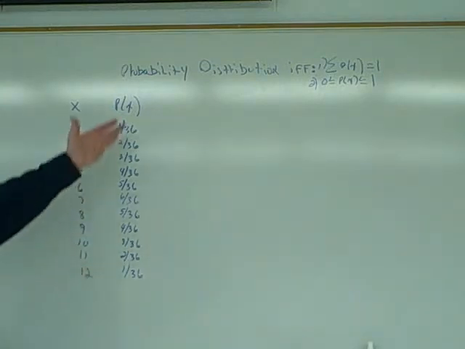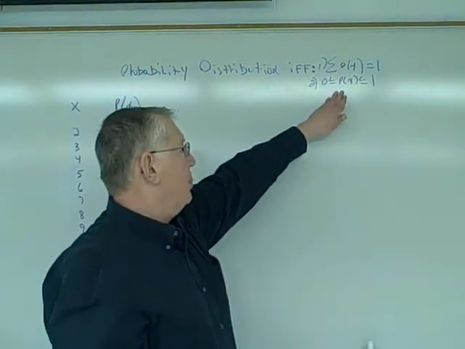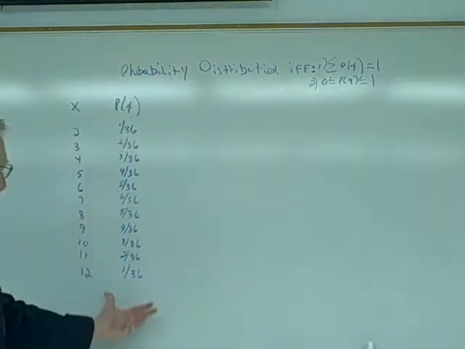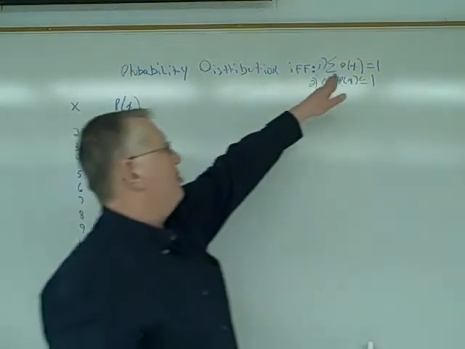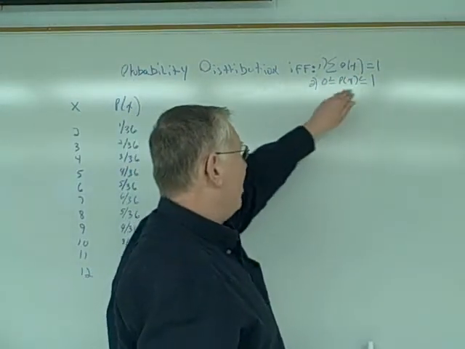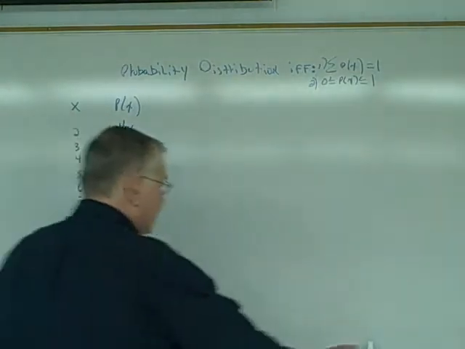Now, if we look at all the probabilities here, they are all between 0 and 1. And if we add them all up, we will get 36 out of 36. So the sum of the probabilities is 1, and each probability is between 0 and 1. So it is a probability distribution.